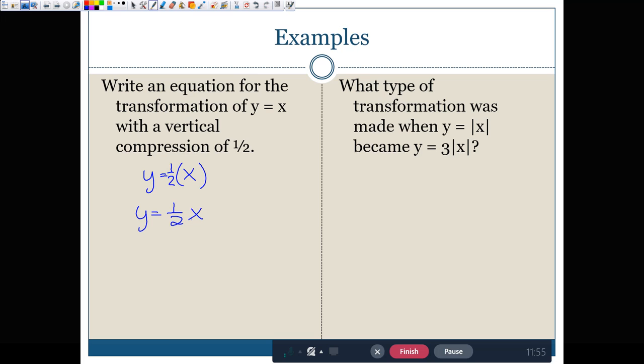Okay, what type of transformation was made when y equals the absolute value of x becomes y equals 3 times the absolute value of x? So what's going on there? I have a 3 on the outside. It's not a compression. Compression's in between 0 and 1. It's going to be a dilation, but the type of dilation is a stretch. So it's being stretched by a factor of 3.